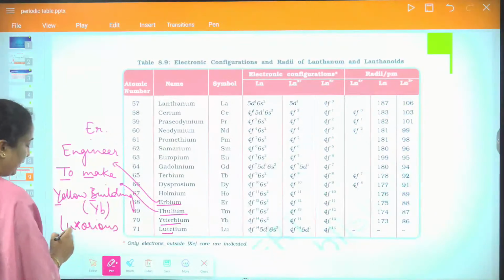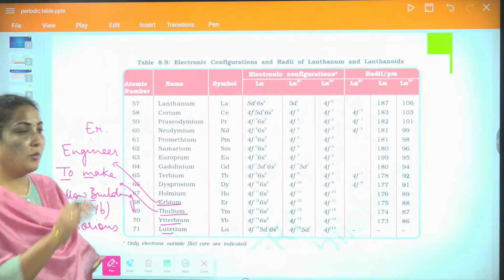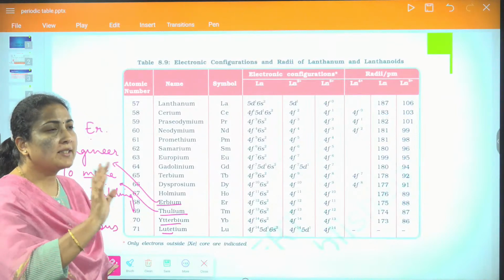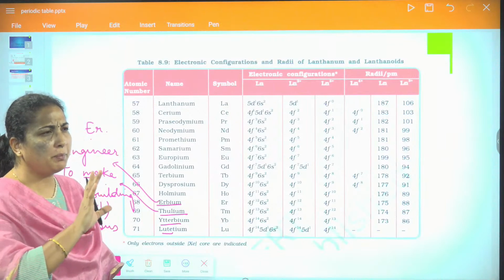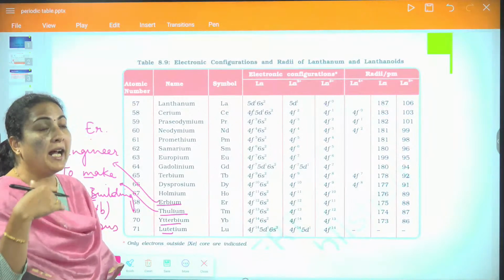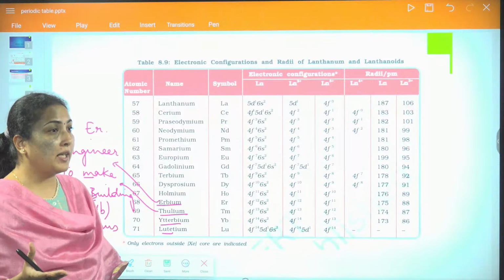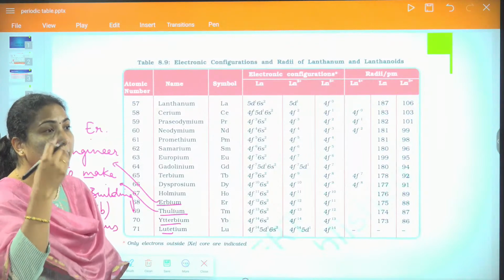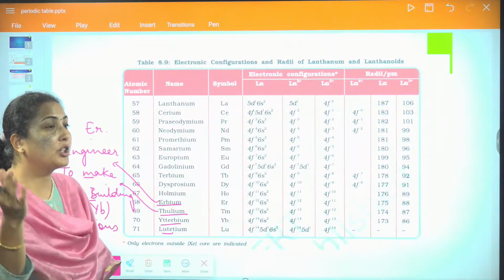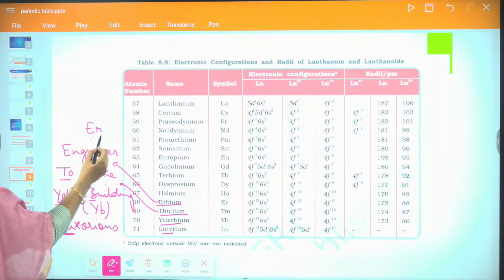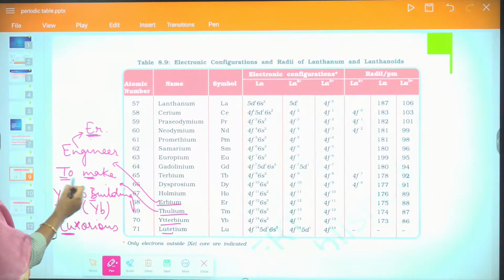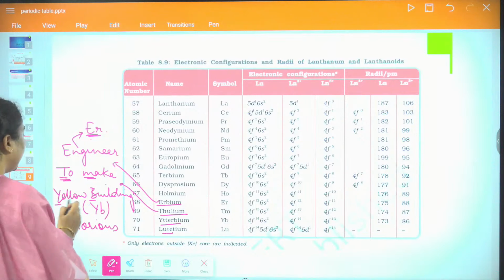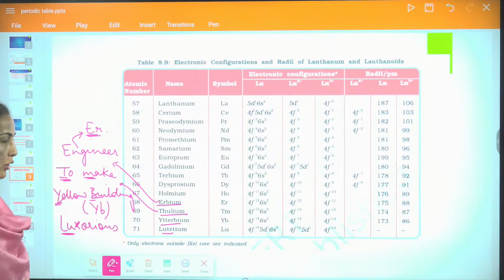Right? LU. So what is the story here? There is some yellow building, which is in a very pathetic situation, right? And an engineer has been hired, and his task is to make that building grand again, luxurious again. So that's what ER for engineer. Then to make, TM, thulium. Yellow building, YB. Just take the first letter of luxurious, LU, lutetium, right? Write this quickly and then we'll discuss the configuration here.